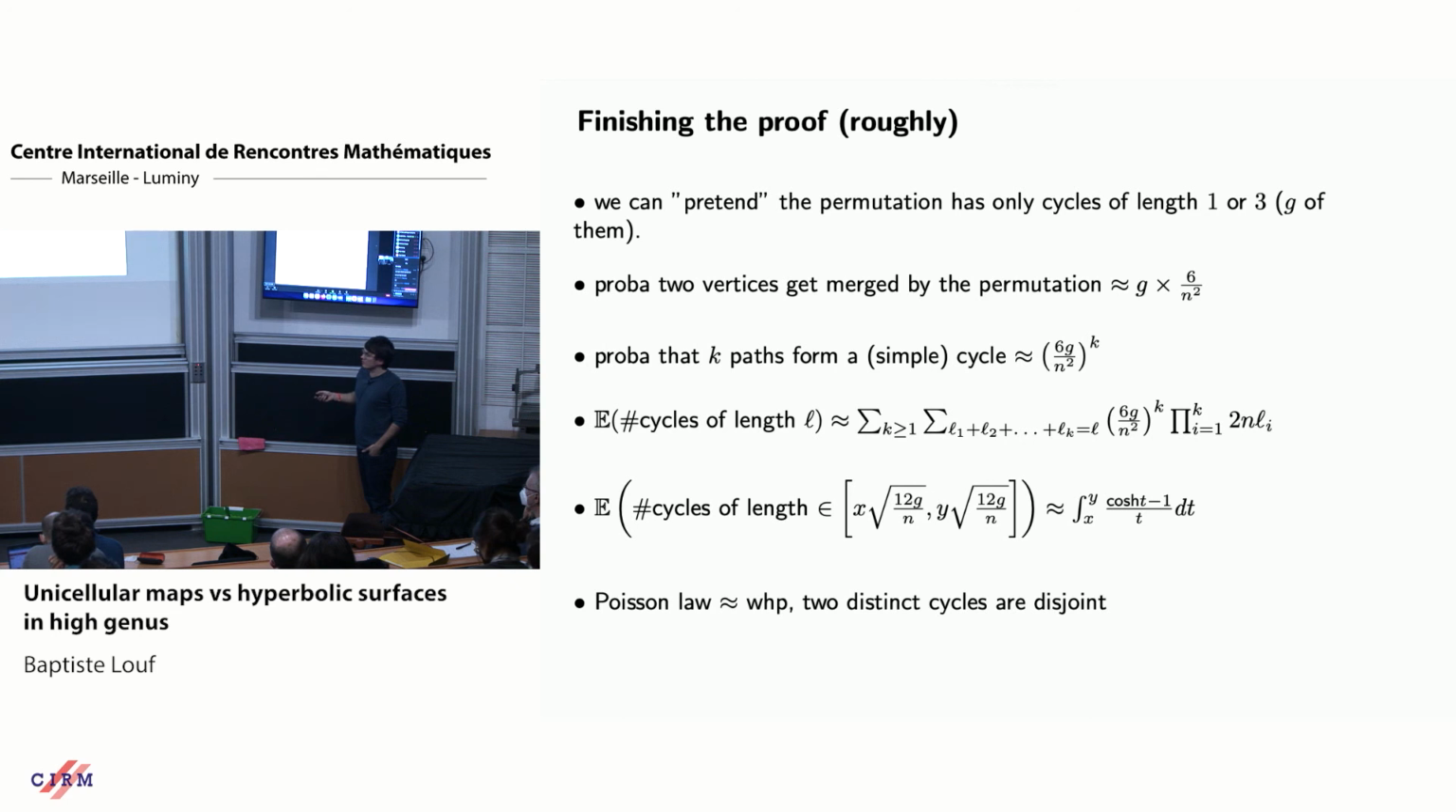And the Poisson law is something quite classical in random graphs. It boils down very roughly to saying that with high probability, if you take two cycles and condition on the fact that they are distinct, that they're not the same, then they have to be disjoint. So to emphasize, the coincidence was not that we had two Poisson laws for our models. The coincidence was that the parameter of the Poisson law was exactly the same.